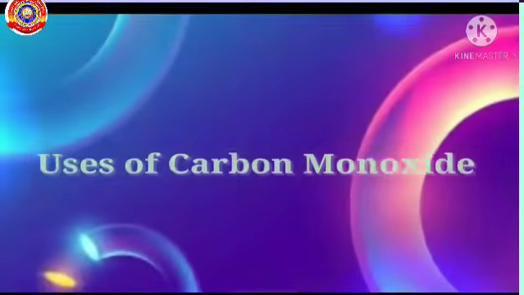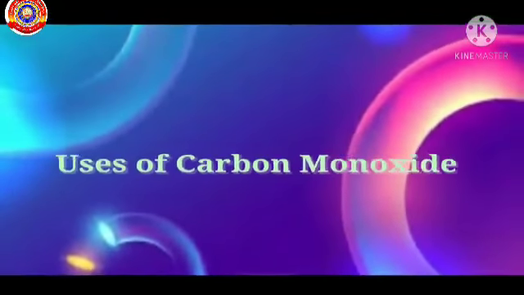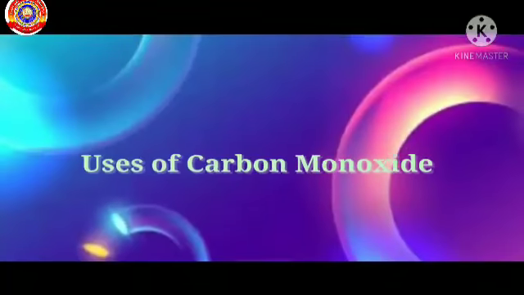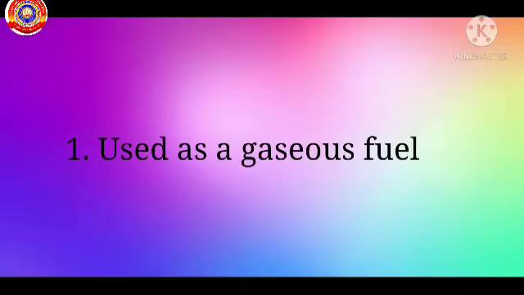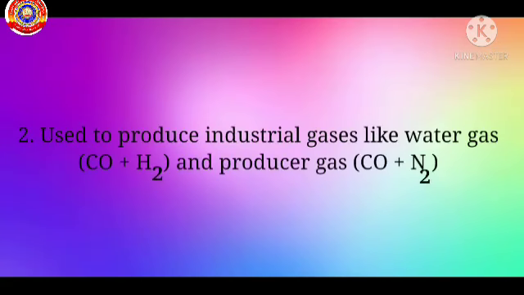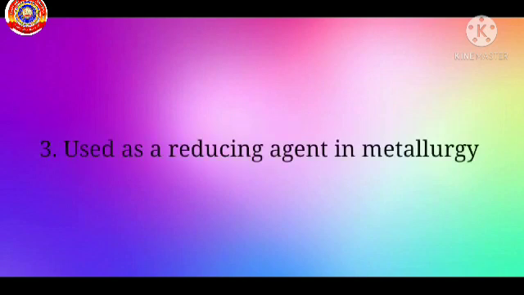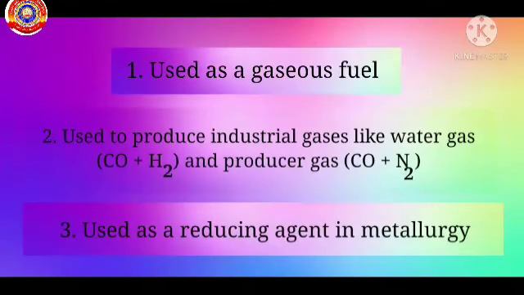Though carbon monoxide is said to be a poisonous gas, it has several uses. Shall we see? Carbon monoxide is used as a gaseous fuel, and it is used to produce industrial gases like water gas, a compound formed by the combination of carbon monoxide and hydrogen, and producer gas formed by the combination of carbon monoxide with nitrogen. This carbon monoxide is also used as a reducing agent in metallurgy. So these are some of the uses of carbon monoxide.